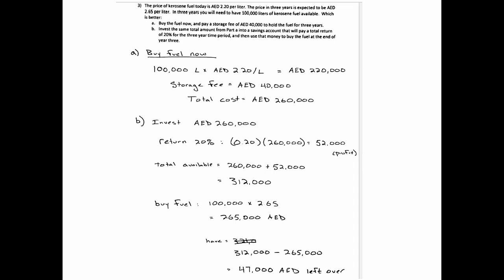So now you use that money and buy the fuel at the higher price, the $2.65 per liter. So that means you're going to spend $265,000 on the fuel, and since that's less than the total amount you have available, you have an excess. You've got some money left over. You've got $47,000 left over. So that tells you option B is better. It's better to invest the money, and then you'll have some additional cash that you can use for whatever you need. All right. So that is the end of the recorded lecture for today.